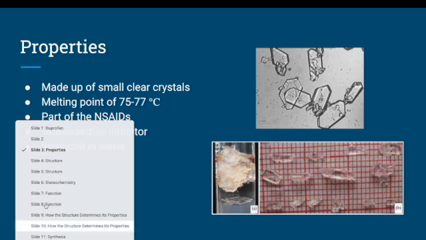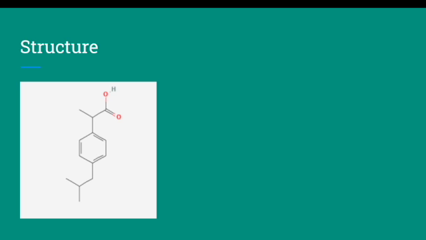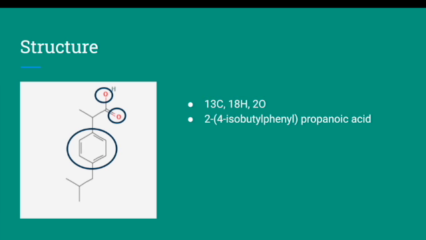Looking more closely at the molecular structure of ibuprofen, we can see that it is a carbon chain with a benzene ring in the middle, as well as 2 oxygen atoms at the end with a hydrogen atom attached to one of them. In total, there are 13 carbons, 18 hydrogens, and 2 oxygens. Ibuprofen's unique structure gives it the chemical name of 2,4-isobutylphenyl propanoic acid.